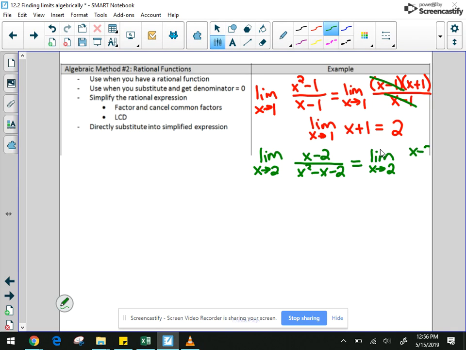x minus 2 on top, and on the bottom, (x minus 2)(x plus 1). And I'm running out of room, but you get the idea. The x minus 2's will cancel. So I have the limit as x goes to 2 of 1 over x plus 1. When I directly substitute a 2 in now to this function, I get a value for the limit of 1/3.